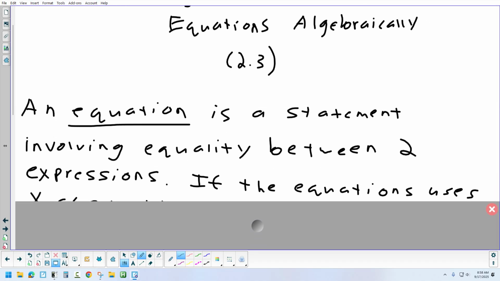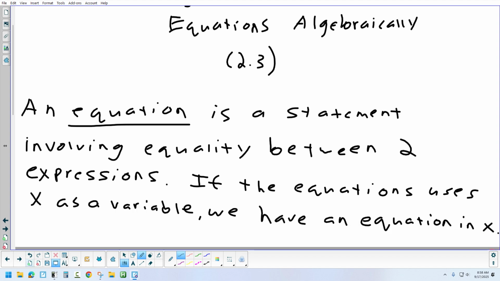So remember, we talked about an equation, I think maybe the first lesson we had. So an equation is when you have two expressions. They can be numeric or algebraic expressions, and an equal sign between them. If we have a variable in the equation, like when we do y equals mx plus b, the independent variable is x, we could say that we have an equation in x. In x just means that's the independent variable.